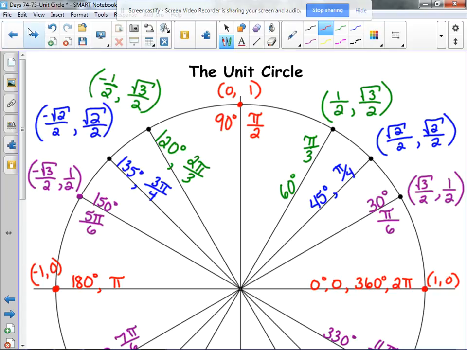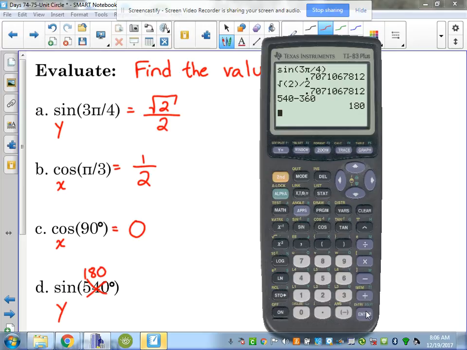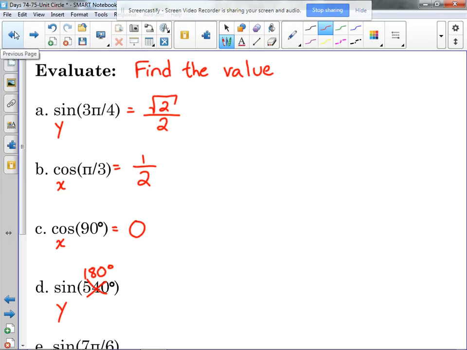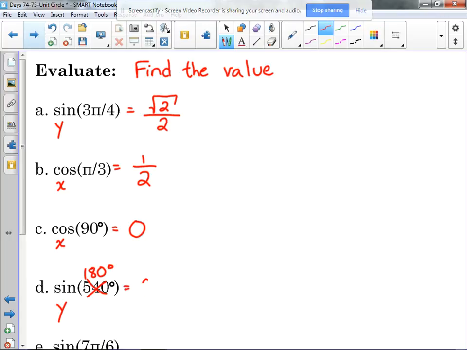Good. 540 minus 360. That's perfect. Okay, that's how much further that we have gone than just one rotation around the circle. So we've gone 180 degrees past where we started. So it's the same thing. Okay, so I'm going to mark out the 540 and I'm going to put 180 there in its place, because they're the same angle. It just means I've gone all the way around my circle and I've kept going. All right, so the sine, the y coordinate of 180 degrees is 0.